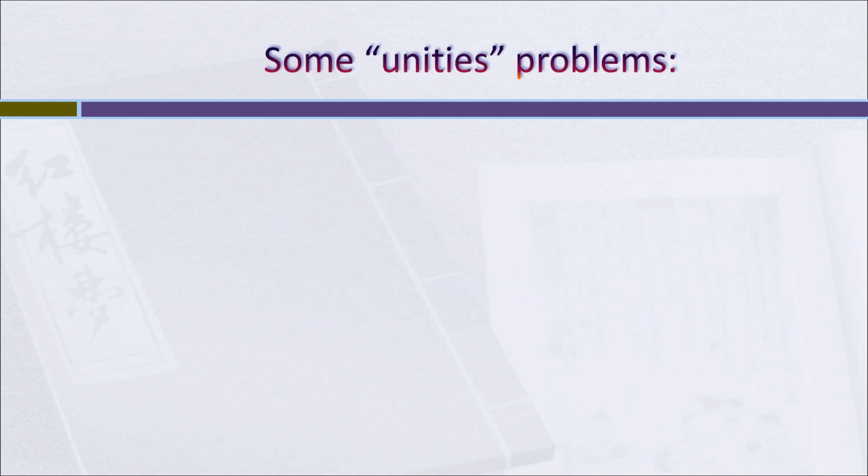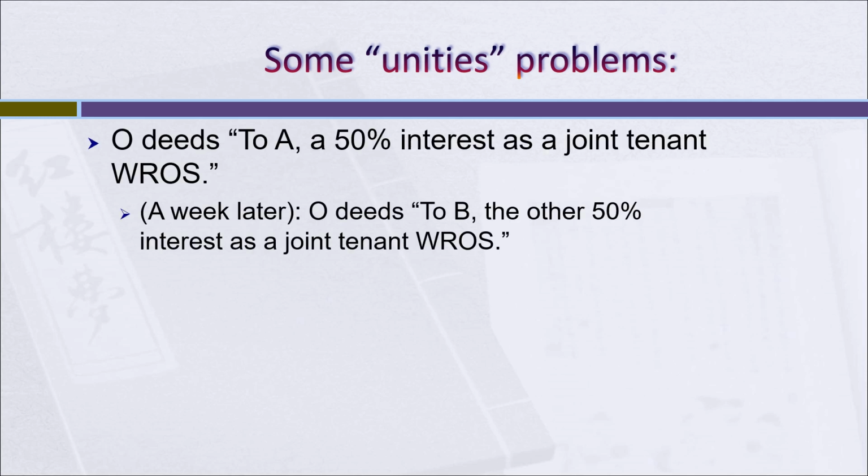Let's take a look at some problems that illustrate how the unities rules might be violated in attempting to create a joint tenancy with right of survivorship. In the first example, O deeds to A a 50% interest as a joint tenant with right of survivorship. A week later, O deeds to B the other 50% interest as a joint tenant with right of survivorship.